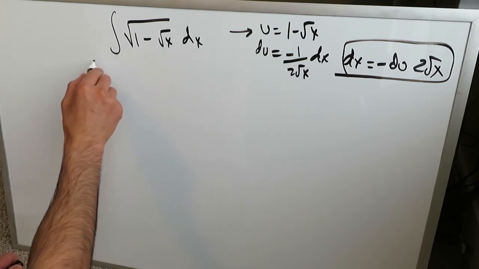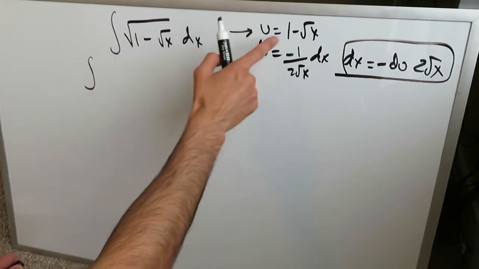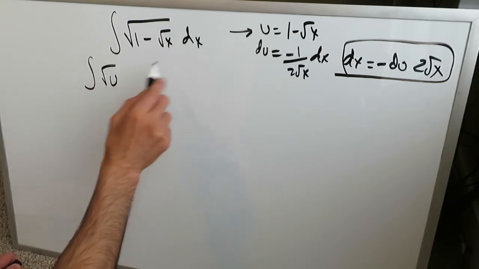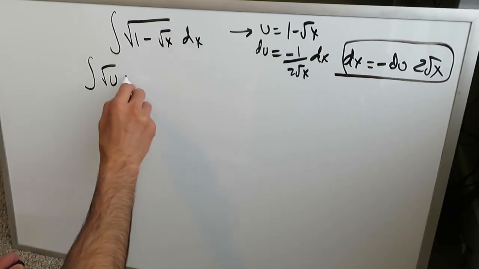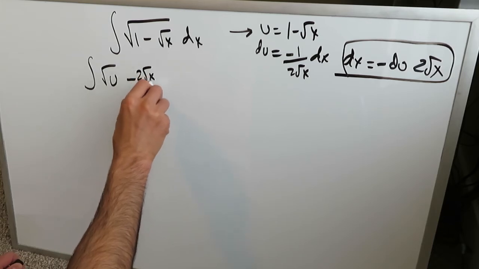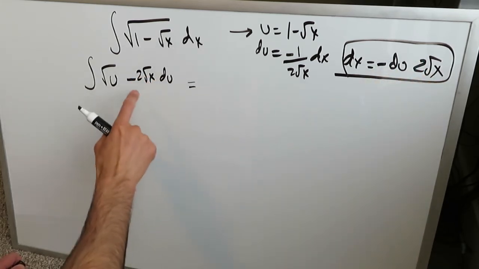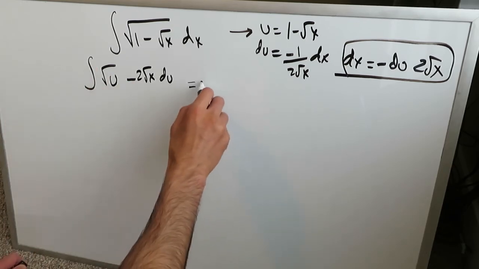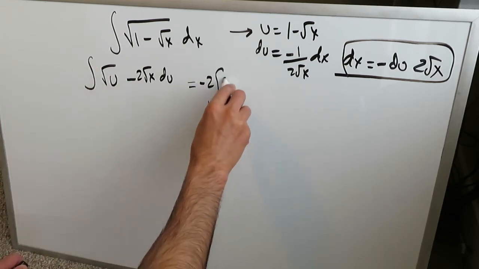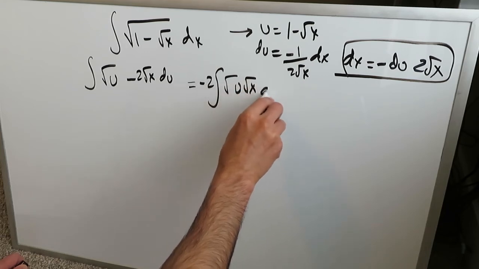Let's do the substitution over here. 1 minus root x is substituted for this u, and dx was equal to this minus 2 root x du. You can write it in any order, it doesn't matter. Let's bring this minus 2 right outside here. You get a minus 2 and you get a root u root x du.